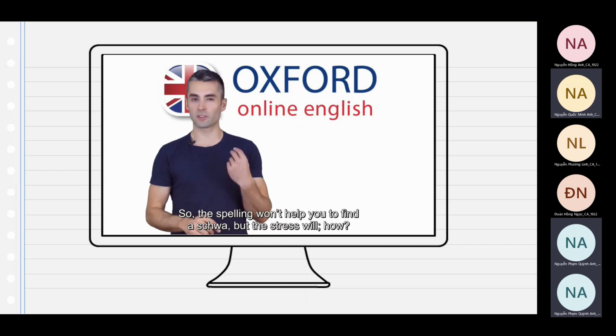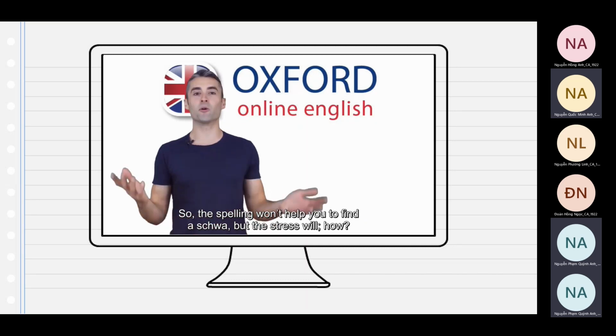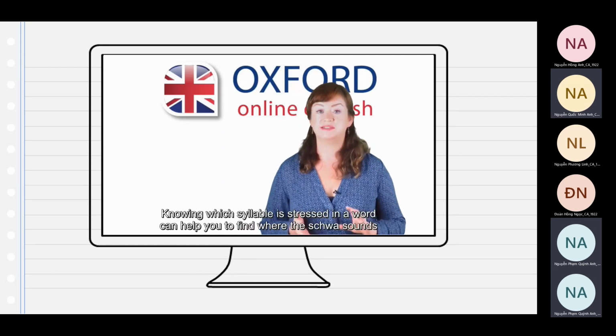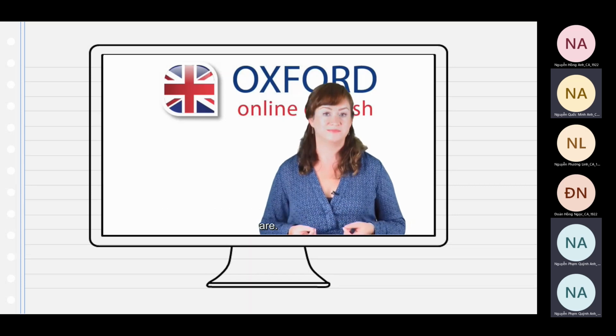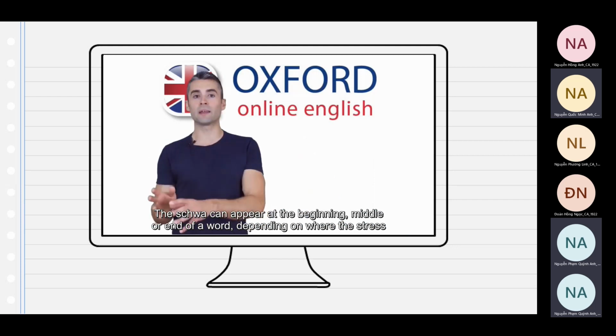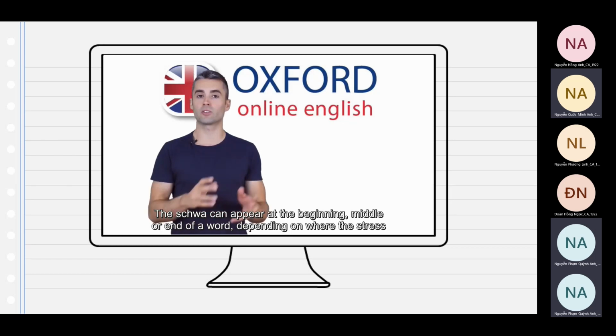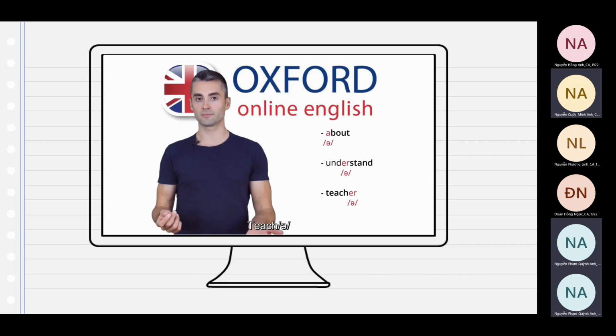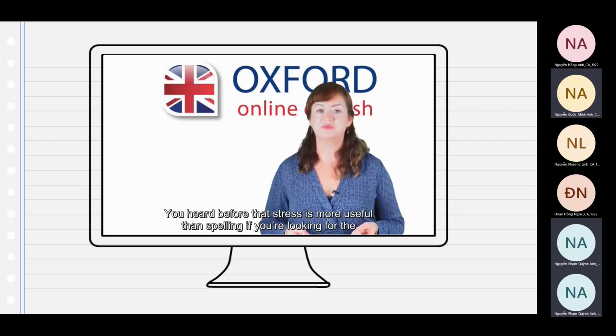How? One of the most important things to understand about the schwa is that it only appears in unstressed syllables. Knowing which syllable is stressed in a word can help you to find where the schwa sounds are. The schwa can appear at the beginning, middle, or end of a word, depending on where the stress is. About, understand, teacher. You heard before that stress is more useful than spelling if you're looking for the schwa sounds in a word.